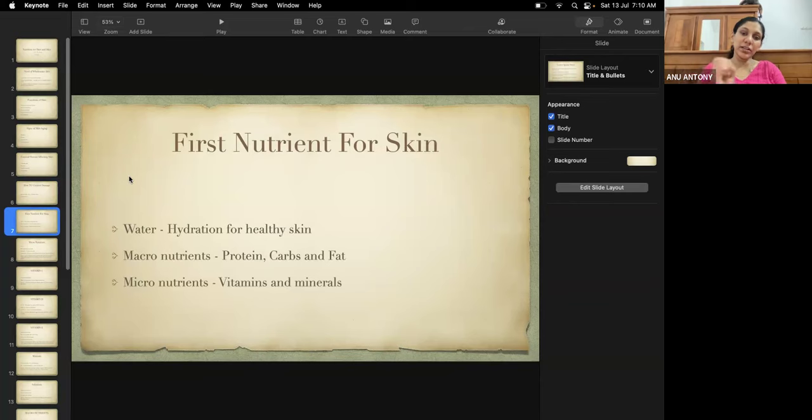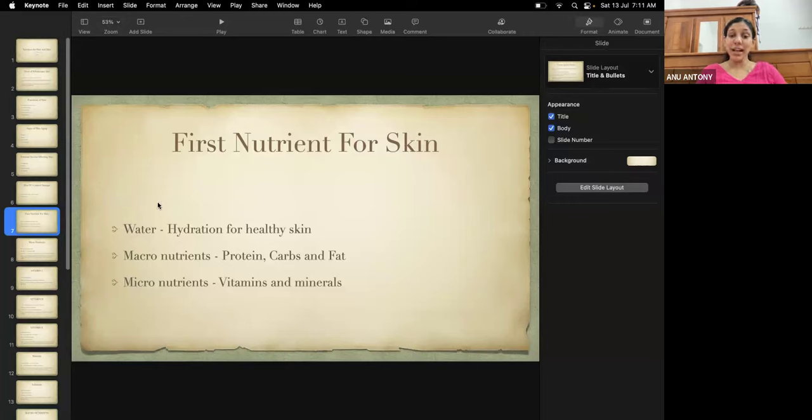Now, as I mentioned, the nutrients for the skin and the hair are almost similar. I have mainly listed them as nutrients for the skin, and we'll be discussing more about the skin. The same thing is applicable for hair also. First nutrient for the skin is water. Definitely we need a lot of hydration. A minimum of 2 to 3 liters of water is needed daily for our skin and hair.